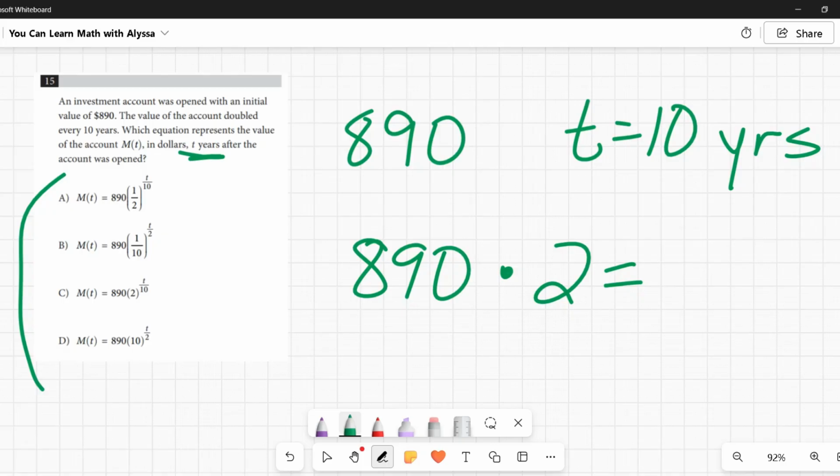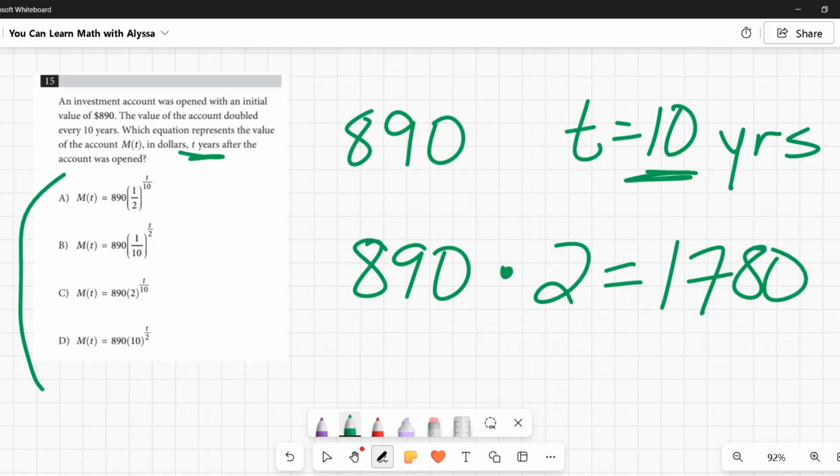So we don't really have to know what part of this equation is which. We don't have to know which is the rate, which is the compounding, what's the principal. We don't have to know that. We just have to know which of these equations, if I plug 10 in and I do the math, am I going to get the same thing as if I just do this math, 890 times 2. And 890 times 2 is 1780. Let me just double check that math in my head. Yes, 1,780. So just 890 times 2.